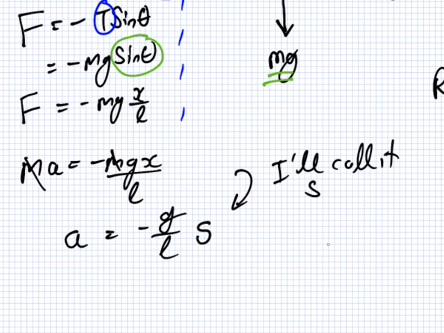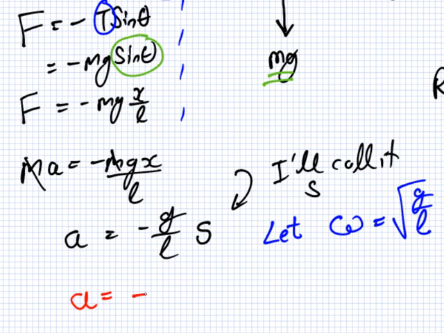Now, watch this. Let omega be equal to root g over L. So what does this formula become? It becomes A equals minus, if I use this, what does this become? Is it omega? No, omega squared. Thank you.